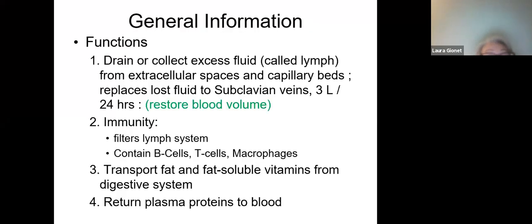Okay, so lymphatic system functions. Generally, it drains and collects excess fluid from the interstitial spaces that we have lost at the capillary bed. We go in under hydrostatic pressure on the arterial side of a capillary, and that allows water and all kinds of molecules that can fit between the walls of the squamous cells, because a capillary is a single layer, simple squamous epithelium, to be pushed out into the interstitial spaces.